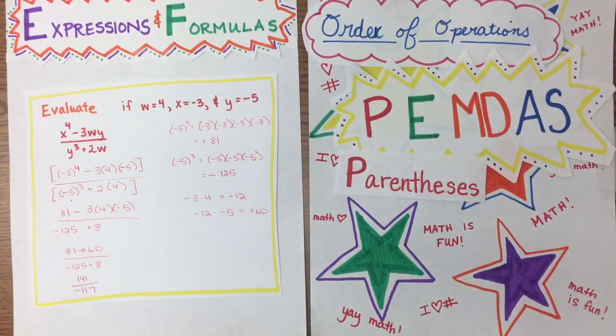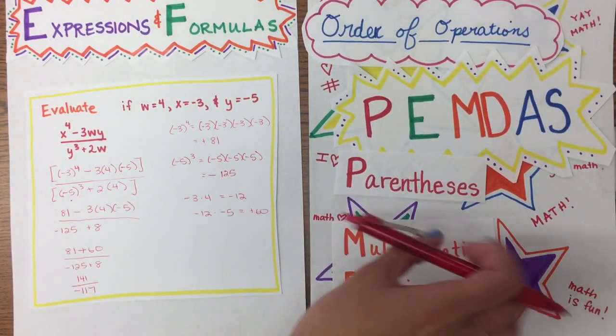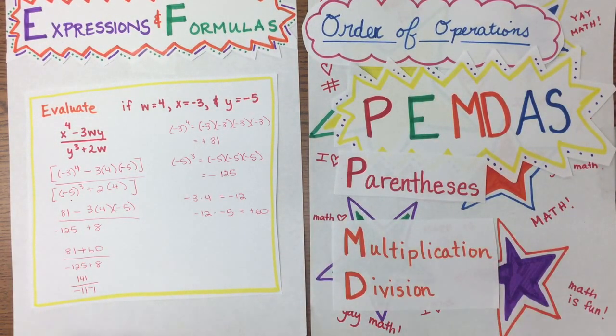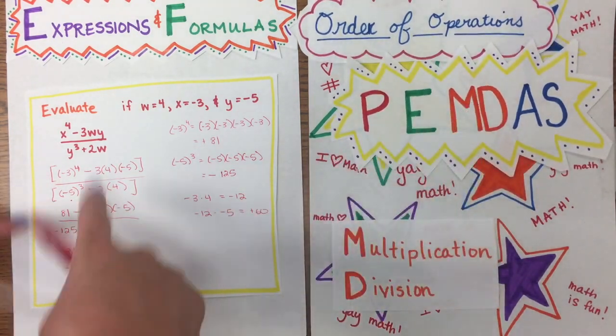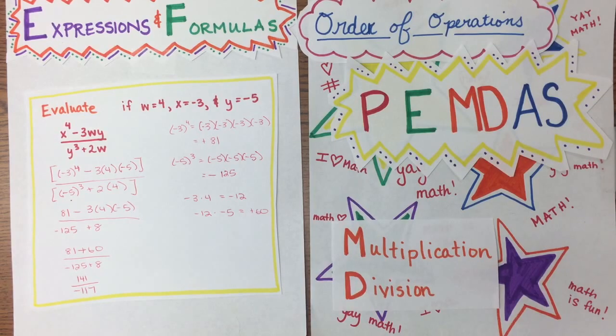Now I have multiplication and division. Because I've already dealt with my parentheses, my implied parentheses of the numerator and the denominator, now I need to divide these. I don't want to pull out my calculator. I want to leave this as a fraction, but I want to leave this as a fraction in simple form, in as simplified of a form as possible.